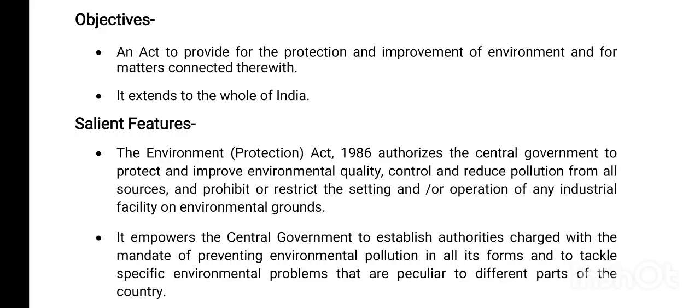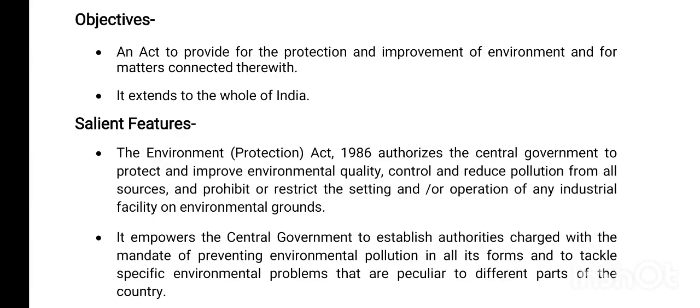Salient features. The Environment Protection Act 1986 authorizes the central government to protect and improve the quality of the environment, control and reduce pollution from all sources, and prohibit or restrict the setting and operation of any industrial facility on environmental grounds. The central government has the power to define any particular area as a pollution free zone, or any area as an industrial sector, to abate pollutants and improve the quality of the environment.